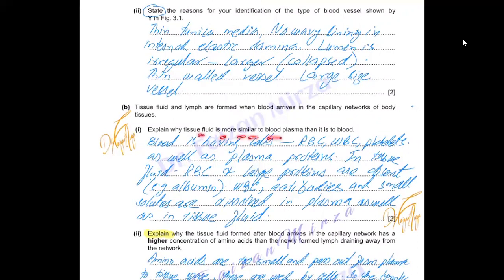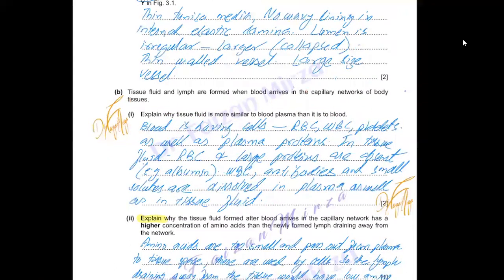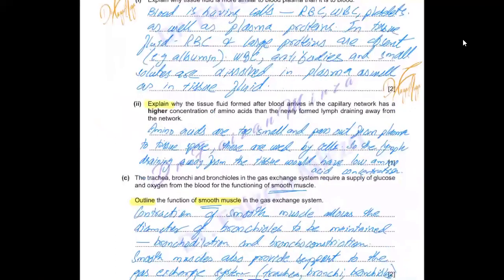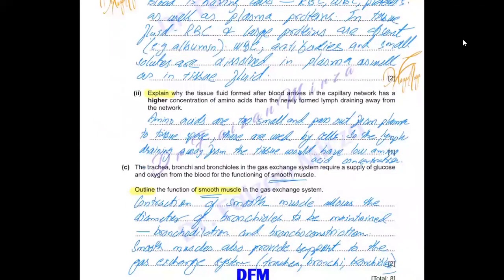Actually, tissue fluid is more similar to blood plasma than blood. Blood has all the cells, red blood cells, white blood cells, platelets, as well as plasma proteins. In tissue fluid, red blood cells and large proteins, for example albumin, are absent. Antibodies and small solutes are dissolved in plasma as well as in the tissue fluid. So you just need to compare tissue fluid and outline how it is more similar to blood plasma and not to blood, because everything that's in blood plasma leaks out into the tissue space to form tissue fluid, except for the large proteins.